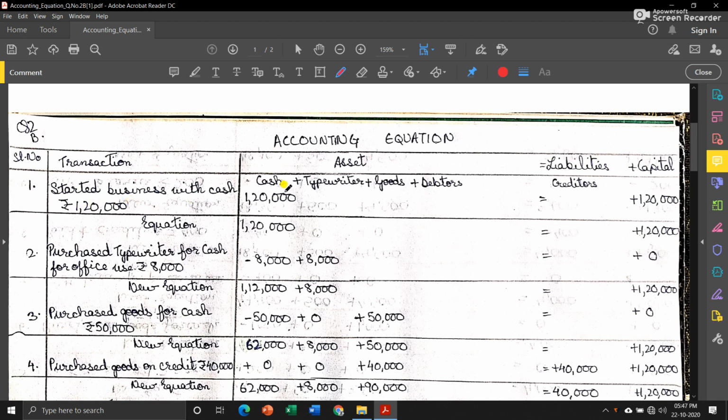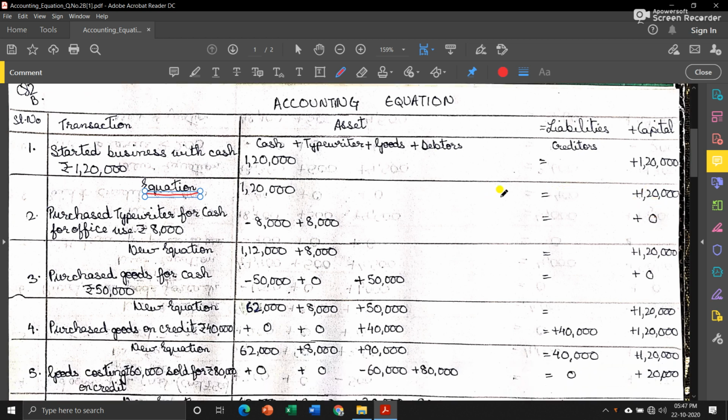Now the first transaction was started business with cash rupees 1,20,000. So cash was introduced in the business, 1,20,000. For the time being we will just write cash. Then on the other side of equal to we have only capital 1,20,000. Then we will write the equation 1,20,000 is equal to 1,20,000. Now both sides are the same.